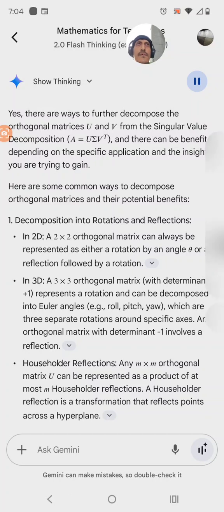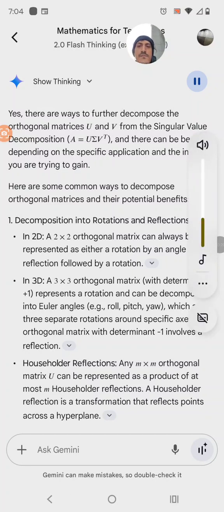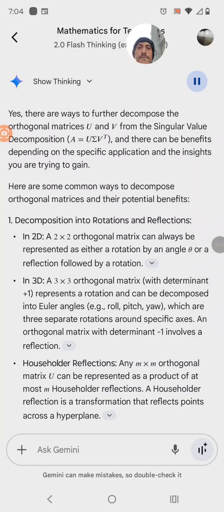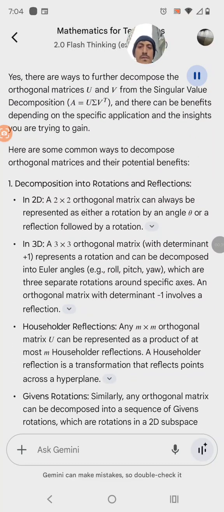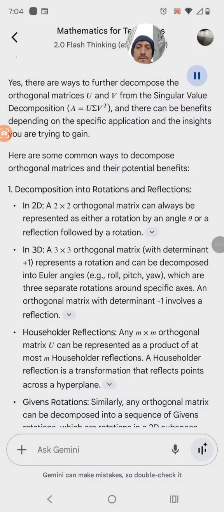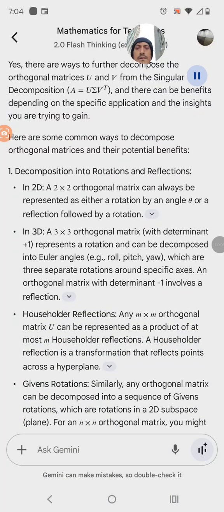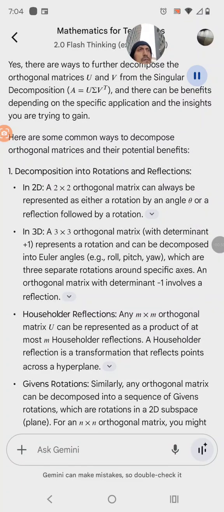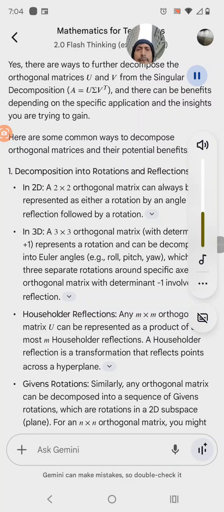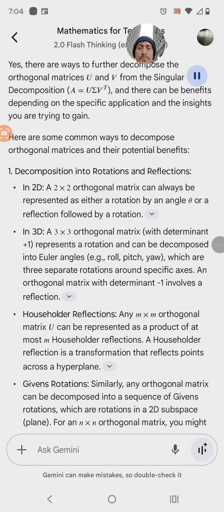Yes, there are ways to further decompose the orthogonal matrices U and V from the singular value decomposition A equals U Sigma V^T, and there can be benefits depending on the specific application and the insights you are trying to gain. Here are some common ways to decompose orthogonal matrices and their potential benefits. 1. Decomposition into rotations and reflections. In 2D, the 2 times 2 orthogonal matrix can always be represented as either a rotation by an angle theta or a reflection followed by a rotation.